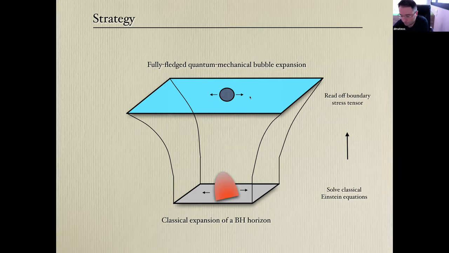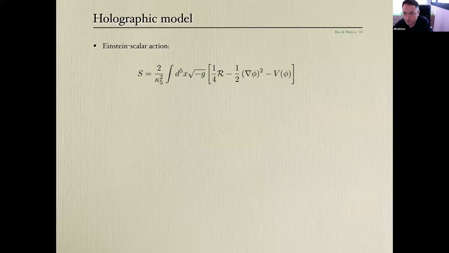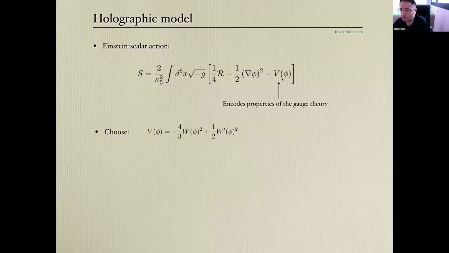Okay. So the model that I'm going to be using is the simplest model, or one of the simplest models you could think of, which is simply gravity in five dimensions. This is the Einstein-Hilbert term, coupled to a scalar field with an appropriate potential that encodes all the properties of the gauge theory. So specifying this potential is the gravity analog of specifying the dual gauge theory Lagrangian, if you want. And I'm going to choose this potential. This is simply for technical convenience. There's nothing fundamental about this.